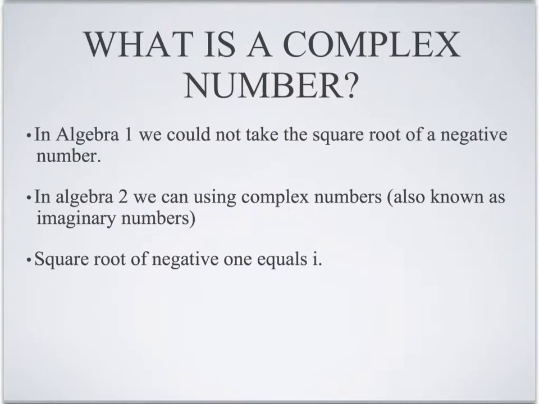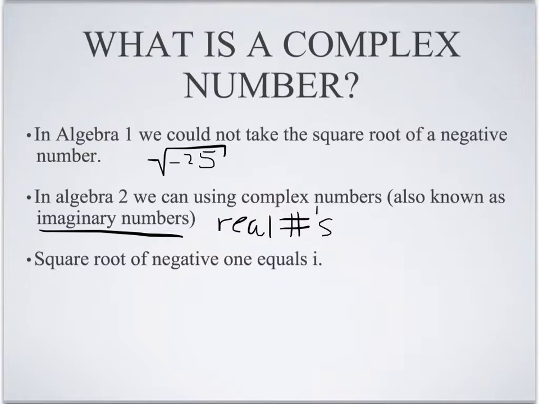Well, in Algebra 1, we could not take the square root of a negative number. If you remember when we had the square root of negative 25, we just told them no solution. In Algebra 2 now, we can take the square root of a negative number using these complex numbers, or what we call imaginary numbers. Remember, all the other numbers we called real numbers, so I guess it makes sense that we call these numbers imaginary. And the way we denote these quote-unquote imaginary numbers is using the cursive lowercase letter i. So the square root of negative 1 equals i.